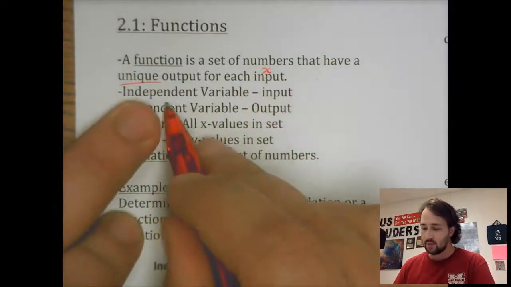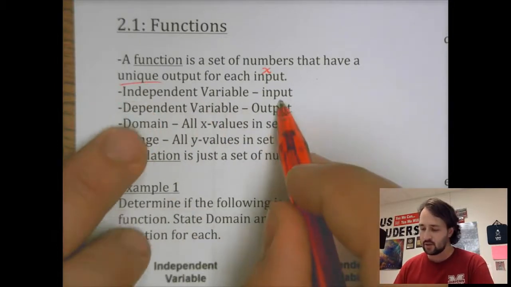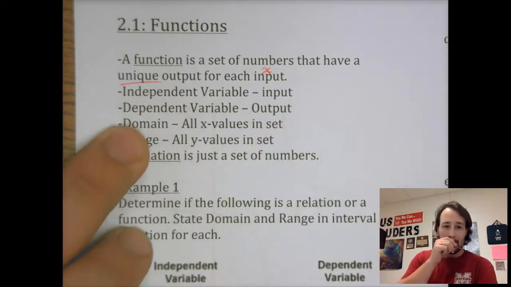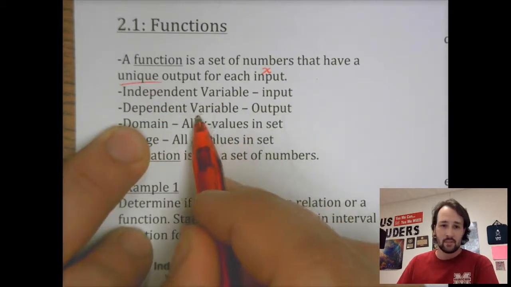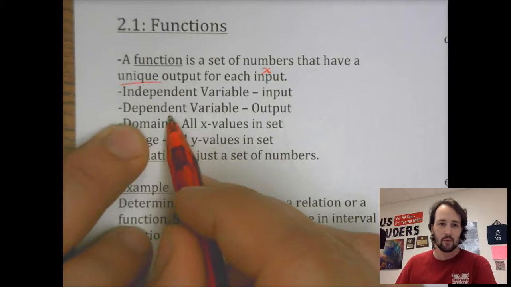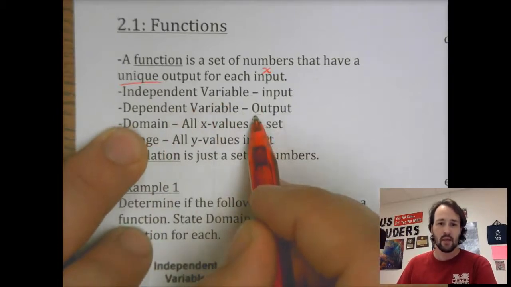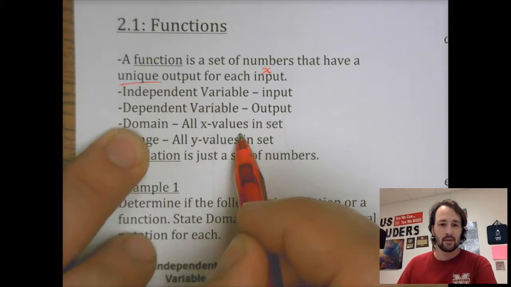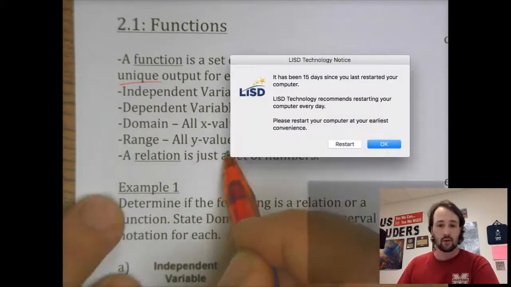Our independent variable is our input. Our dependent is the output. It is independent because we can put whatever we want in for it, and the dependent is because it depends on what we put in for our input as to what we get for our output. Our input and our independent variables are also known as our domain usually, which is the x values possible in our set. The range is all the y values in our set.